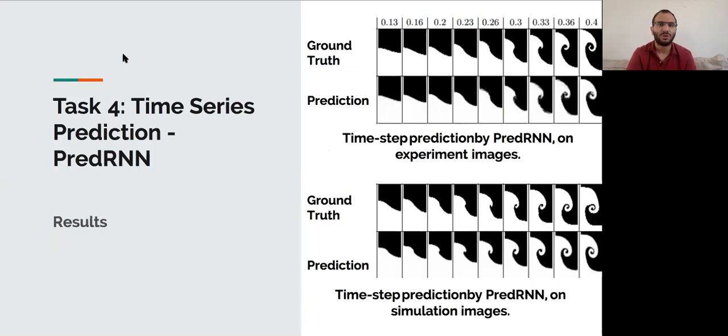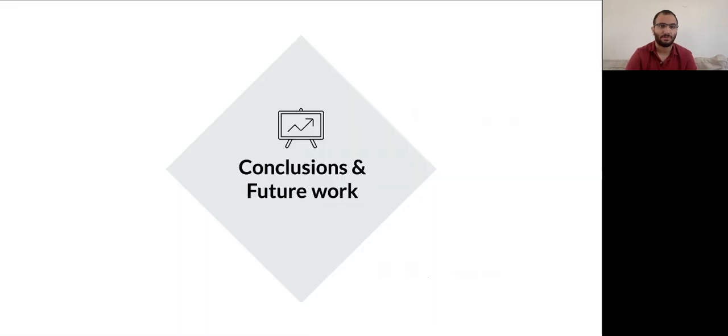These are the results of the prediction of PredRNN. The top image contains the experiment images of waddles, while the bottom image is of random simulation. If we look at each of those, the top frames are the real images, and the bottom frames are the predictive images produced by PredRNN. As one can see, the results produced by PredRNN, although blurry, are excellent and very close to the real images.